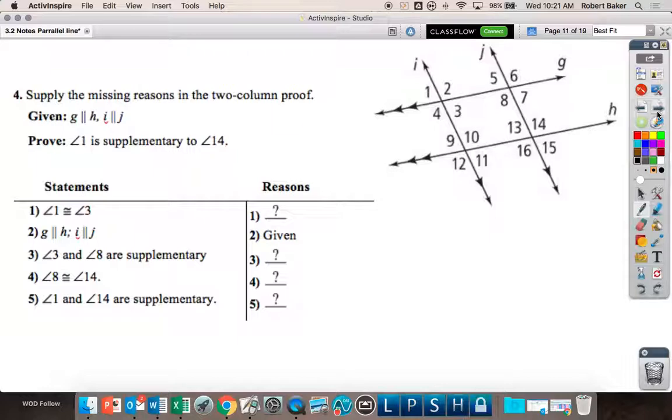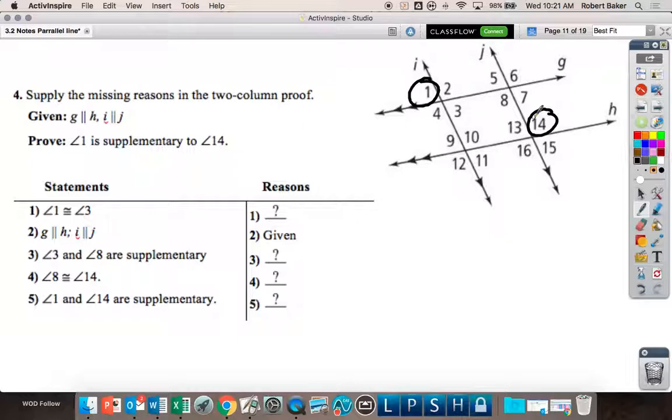So it says, supply the missing reasons to prove that angle 1 up here is supplementary to angle 14, way over there. This is a proof, right? Kind of like on your test. Most of you guys did okay with that. I think you'll like this one a little better. It's not really that bad.